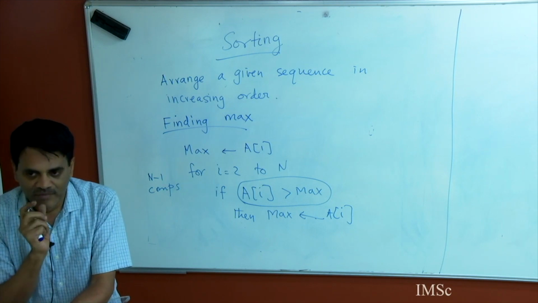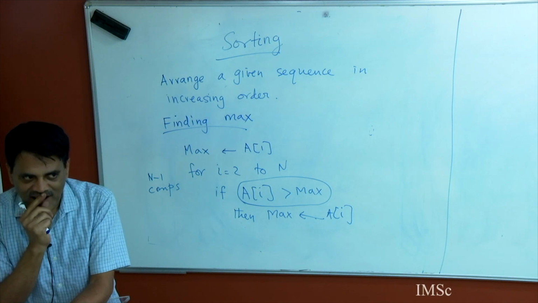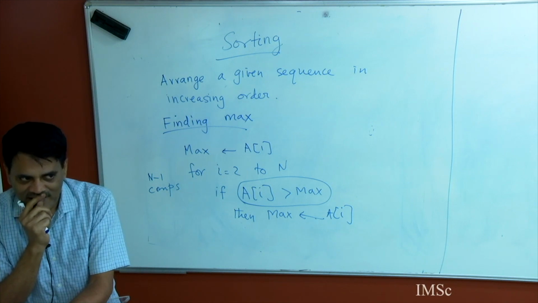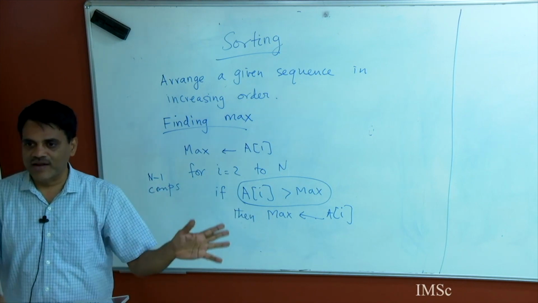Clearly, you can pair them up, get the maximums, and within the maximums again pair them up, get the maximums, n by 2 and then n by 2. Okay, so here is a different algorithm being proposed.